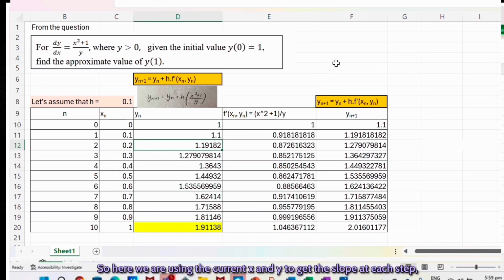So here, we are using the current x and y values to get the slope at each step. Then apply Euler's formula to find the next x and y. When x is equal to 1, our approximation for y is 1.91138. This is our final approximation for y when x is equal to 1.